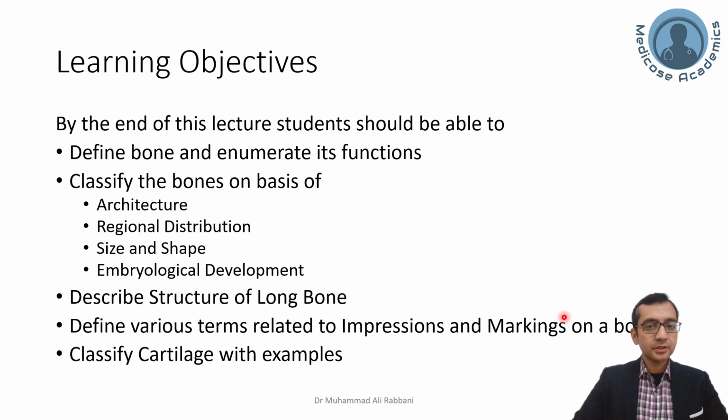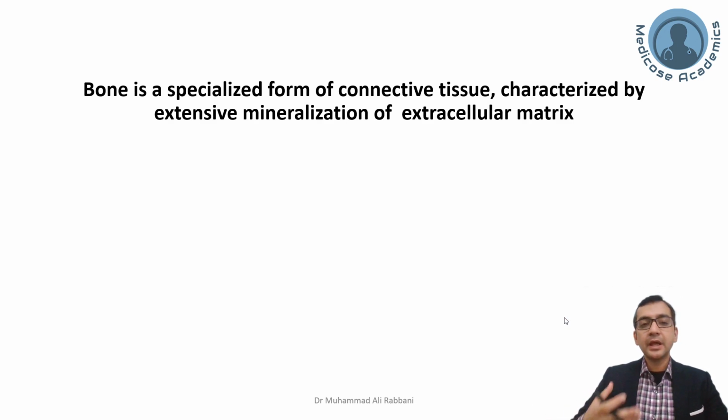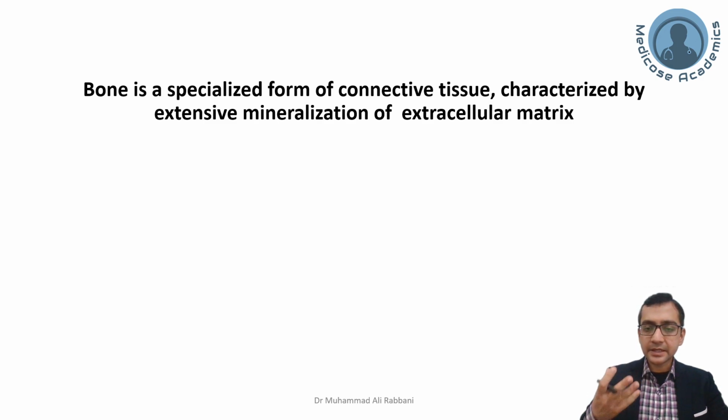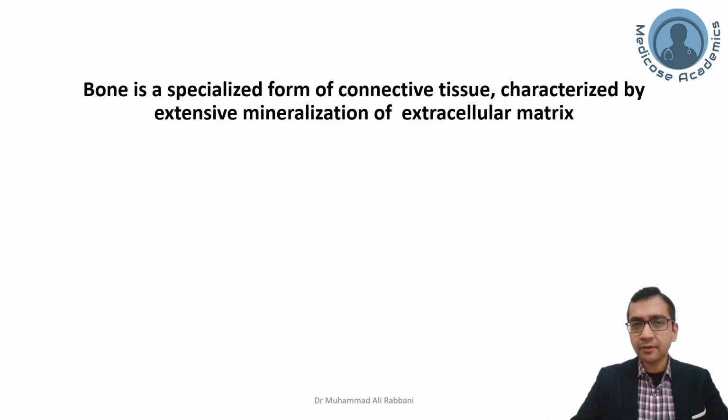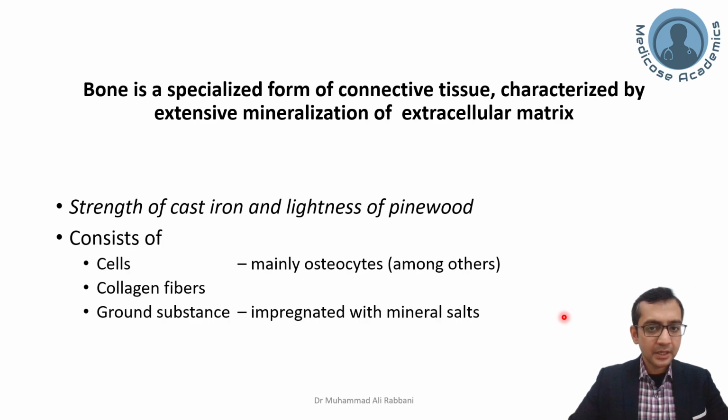So let us start our lecture with bone. What is bone? It is simply a specialized form of connective tissue that is characterized by the extensive mineralization of the extracellular matrix. Mostly it is impregnated with calcium phosphate salts. There is a saying about the bone that it has the strength of cast iron and the lightness of pine wood. We will go through its structure, but that's how we usually explain its strength with accompanied lightness.